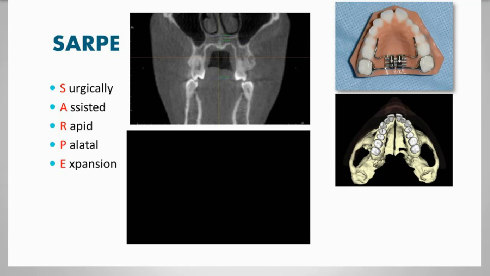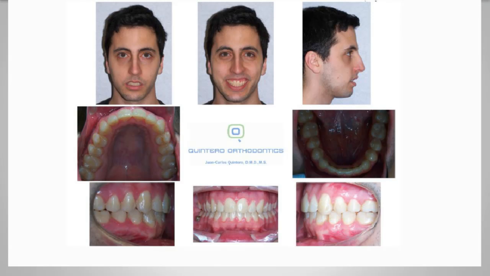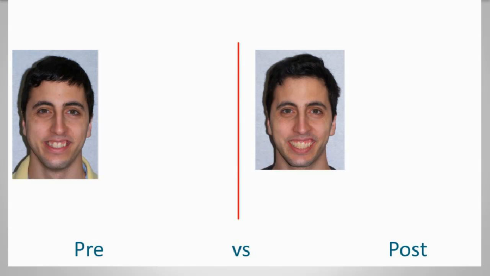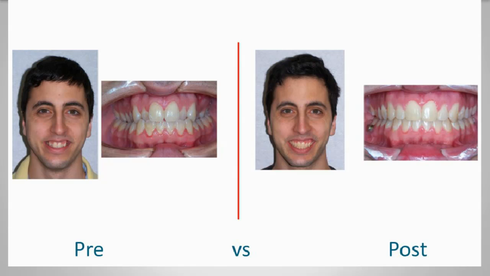So we're just going to fast forward this. This is the final result of the case. Patient after had SARPE. Patient needed a TAD at the end of treatment, a temporary anchorage device, to kind of control the occlusion a little bit. Let's look at the before and after. First of all, the face looks much better. Patient looks healthier, wider smile, certainly a much more attractive smile. The teeth look great. The occlusion looks much improved.